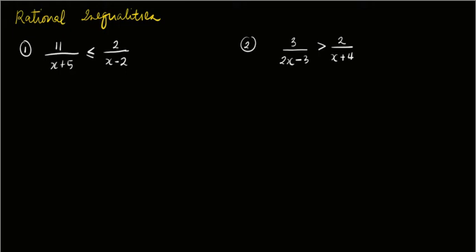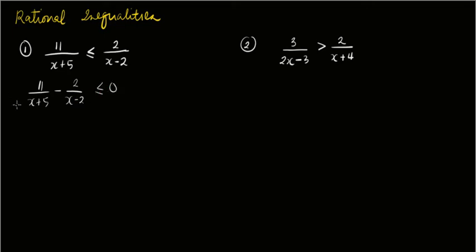So for this case, ilipat natin tong 2 over x minus 2 dito sa left side. So we have 11 over x plus 5. So it will become negative. We have negative 2 over x minus 2 is less than or equal to 0.